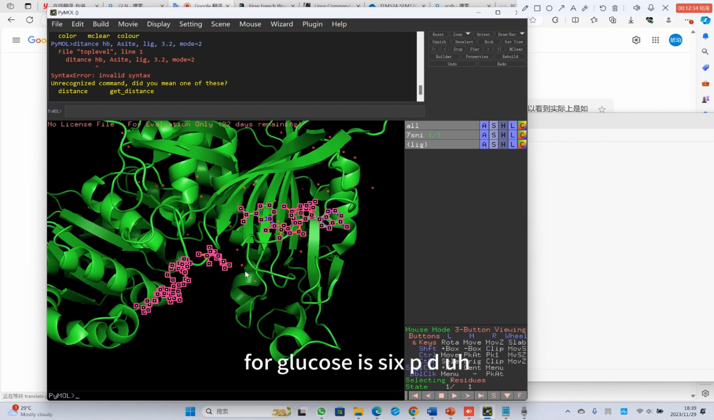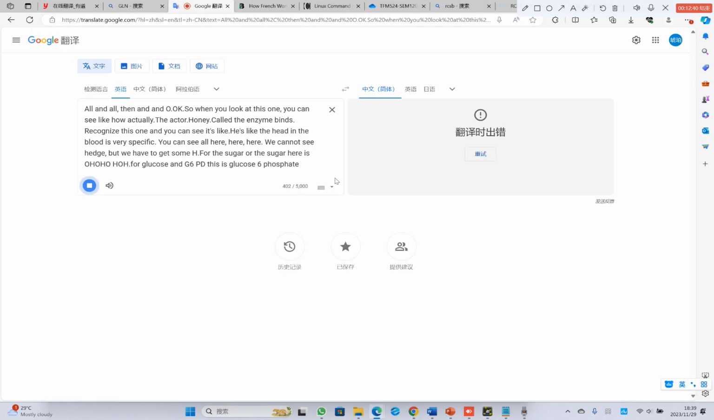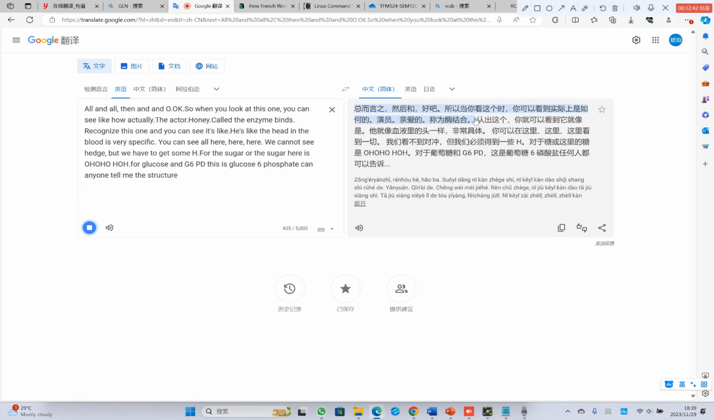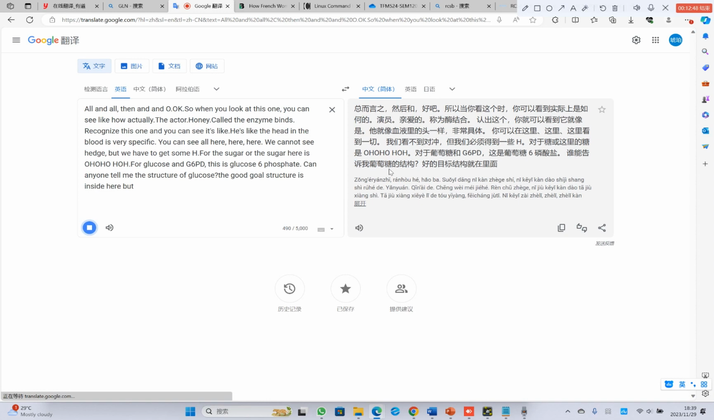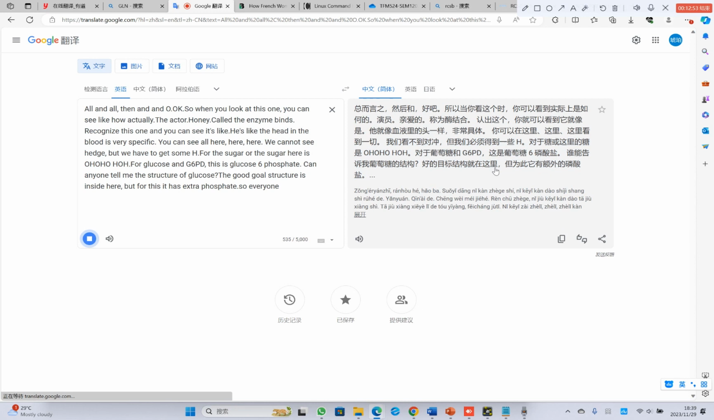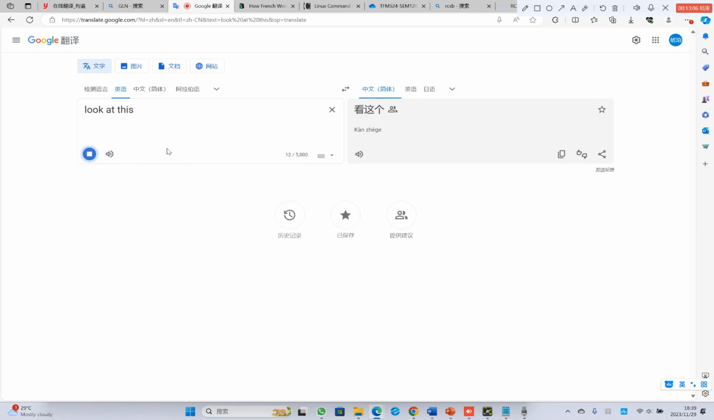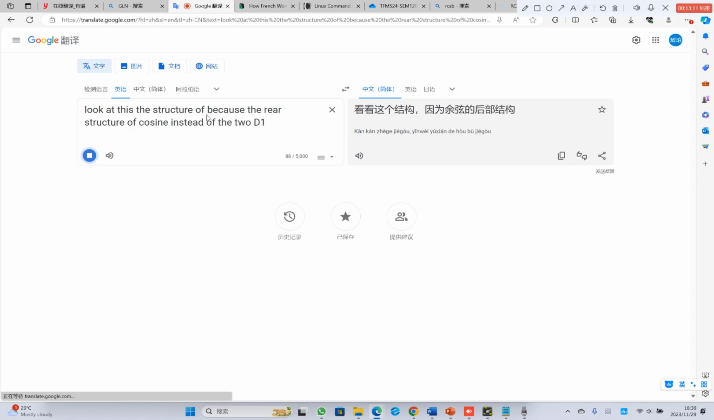For G6PD, this is glucose 6-phosphate. Can anyone tell me the structure of glucose? The glucose structure is inside here, but for this, it has an extra phosphate. So everyone loves glucose, right? Sweet. So the real glucose is only up to this O, without this one. Alright. So this is the first time you look at the real structure of glucose instead of the 2D one. So this is the 3D one.